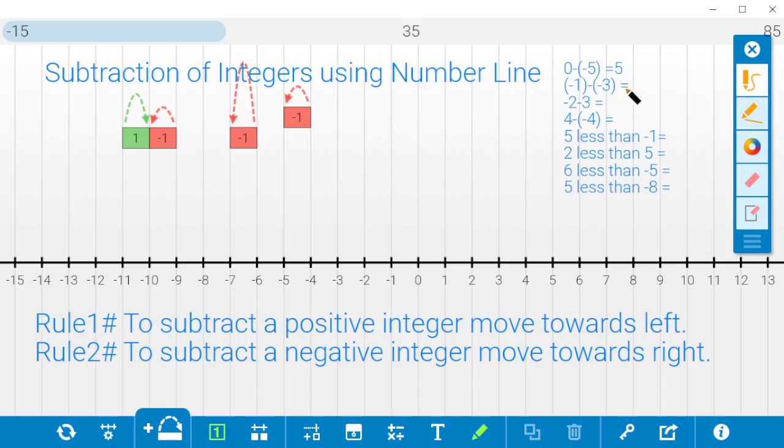Now let's take the second example. Minus 1 minus of minus 3. So first of all, mark the number from which we have to subtract. So it is minus 1. So mark minus 1 here. Then what we have to do? We have to again subtract a negative integer. So what we are going to do? We have to move towards the right about 3 steps. So let us do it.